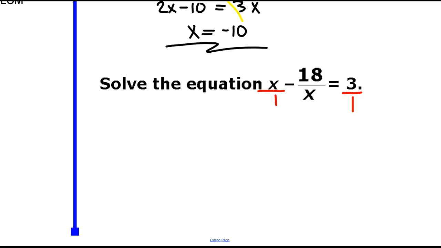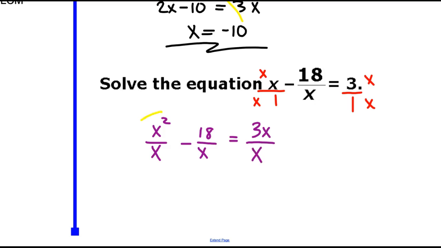You get a common denominator of x, right? So this is going to be multiplied by x over x. This one's going to be multiplied by nothing. This one's going to be multiplied by x over x. So after I clean this up and I get all the denominators to be x, I'm going to get x squared over x minus 18 over x. That one I didn't have to do anything to. And then equals 3x over x.